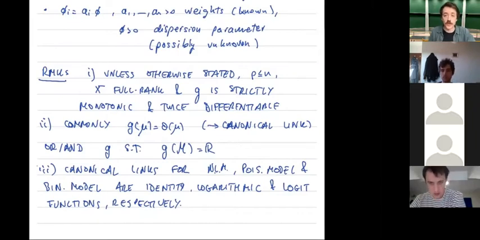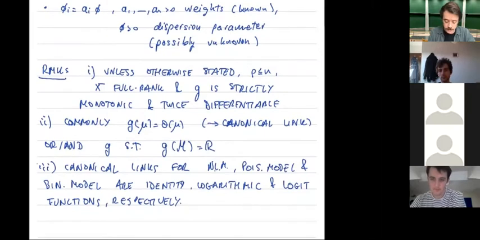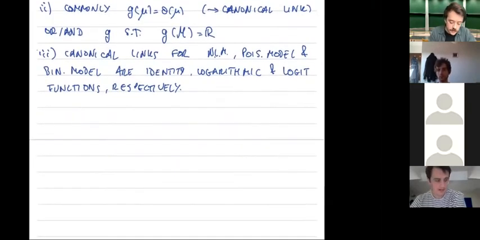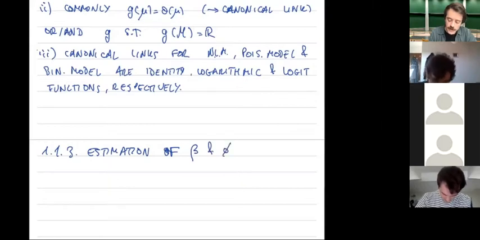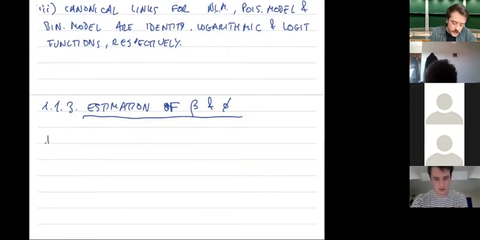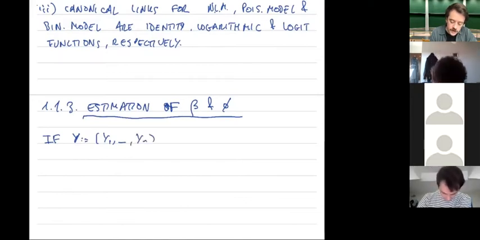Okay, so we have now the definition of a statistical model that we want to be using. And so the next question is, how do we estimate the parameters, right? Okay, so estimation, so 1.1.3. It's estimation of beta, and then possibly a phi if it is unknown. So let's assume that y, which we define to be just a vector of y's, of targets, follows a GLM.